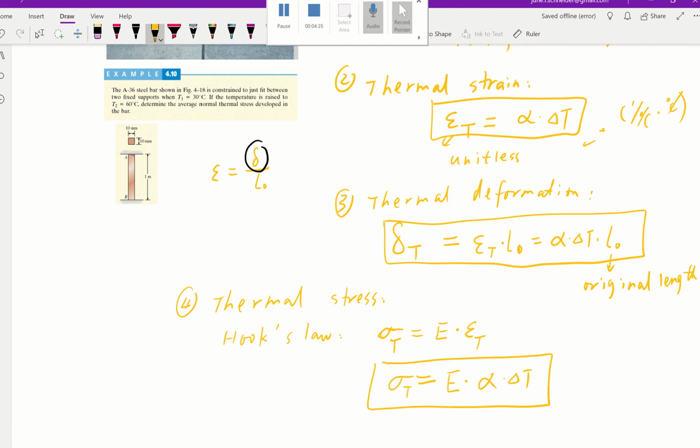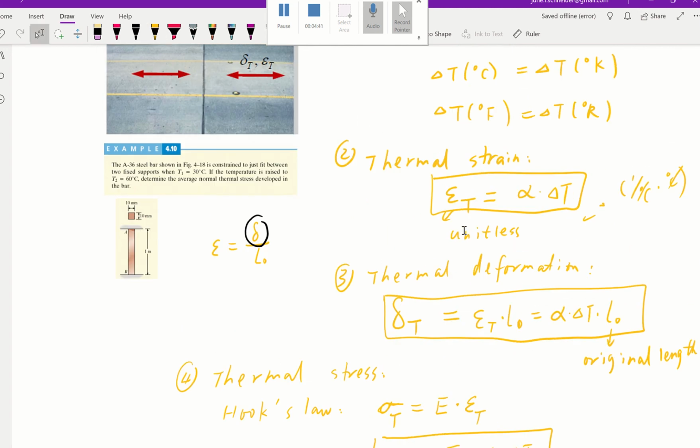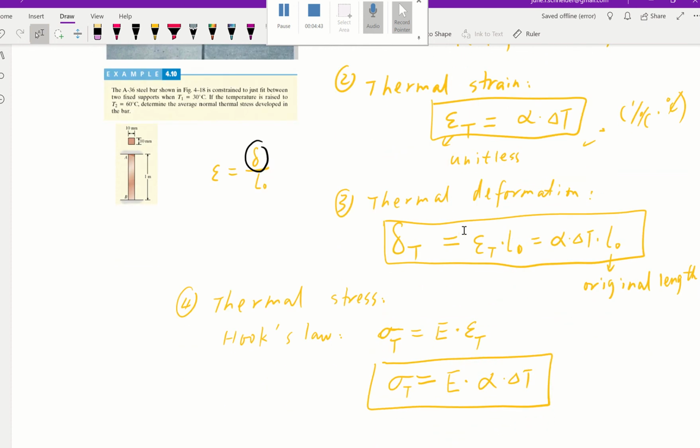Okay, so that's it for this video. A very clean-cut look at thermal expansion. And in the next video, we'll look at an example and directly apply these concepts.